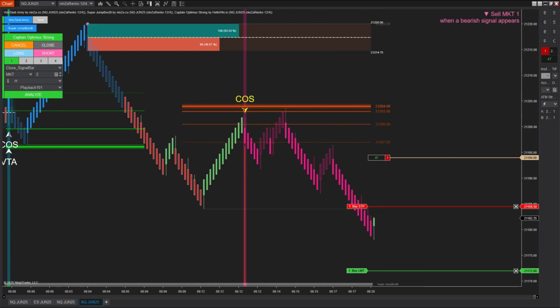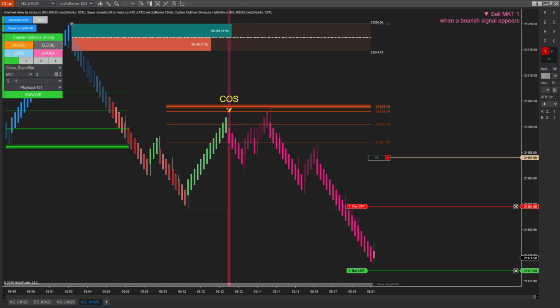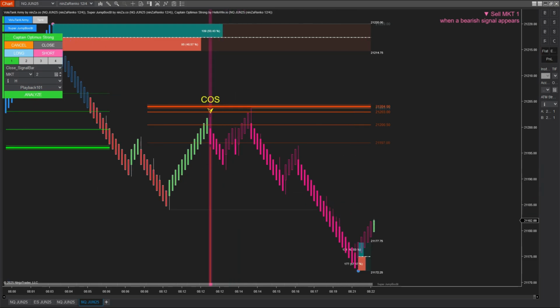This is a new and interesting combination we've recently discovered, and I truly hope you'll find it helpful in your own trading as well.